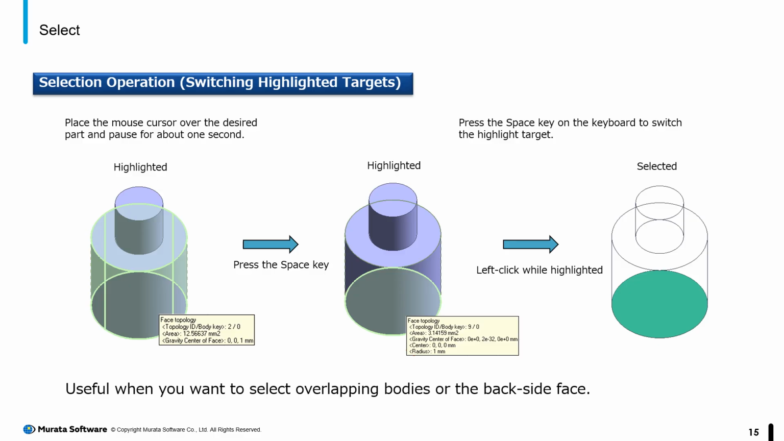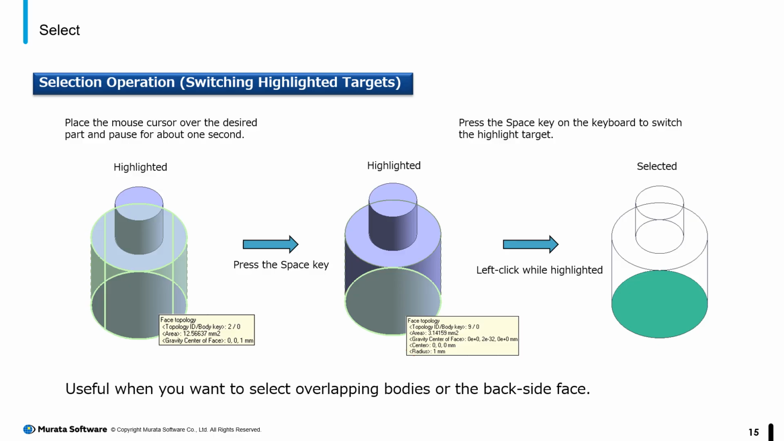Next, I will explain the select process. The shape near the mouse cursor is highlighted. If you want to select a face that is further back, you need to change the target to be highlighted. You can use the spacebar to switch the target to be highlighted. Pressing the spacebar will cycle through the highlighted faces from front to back.